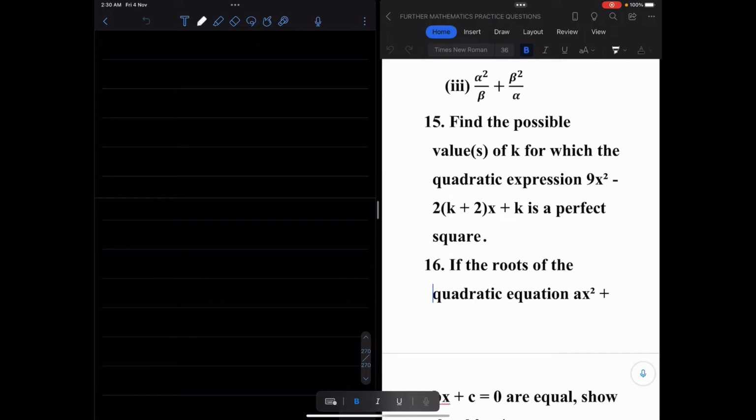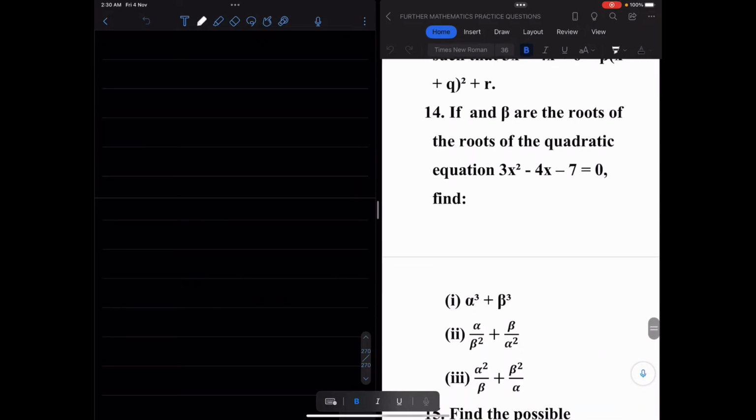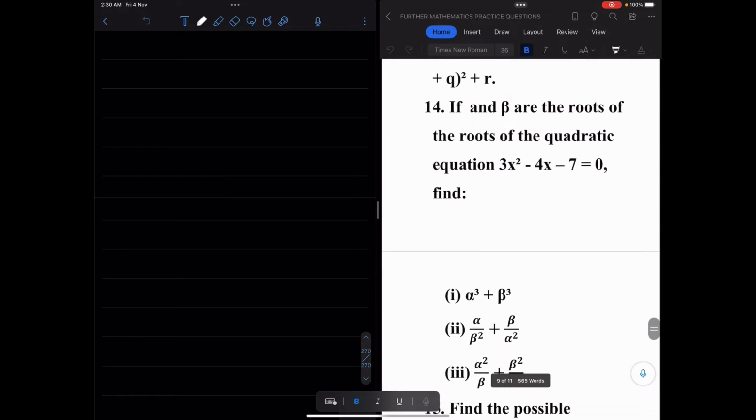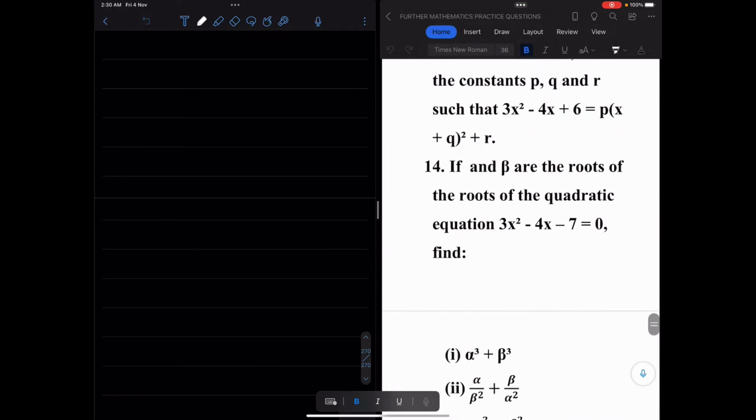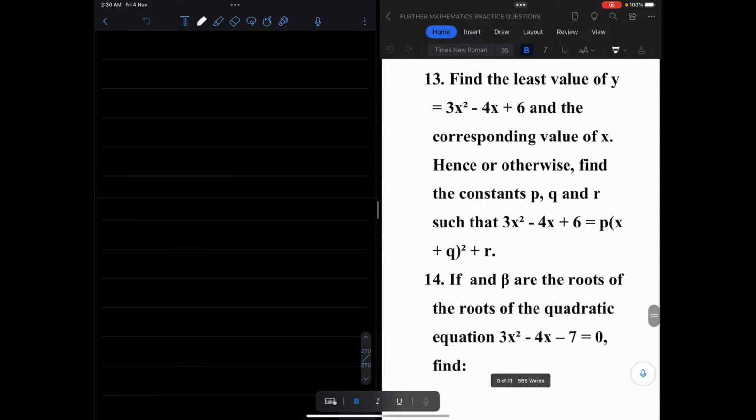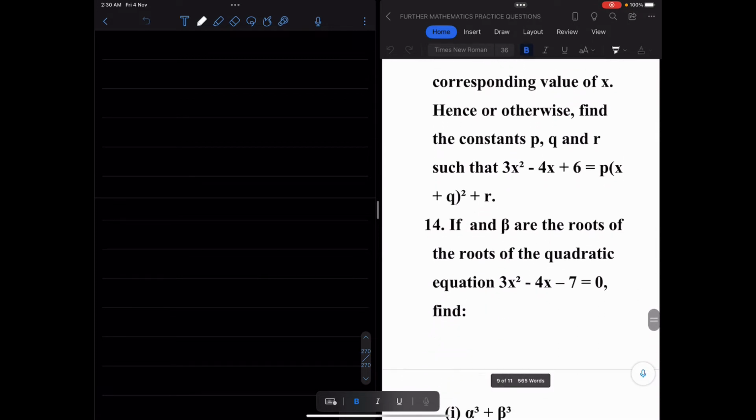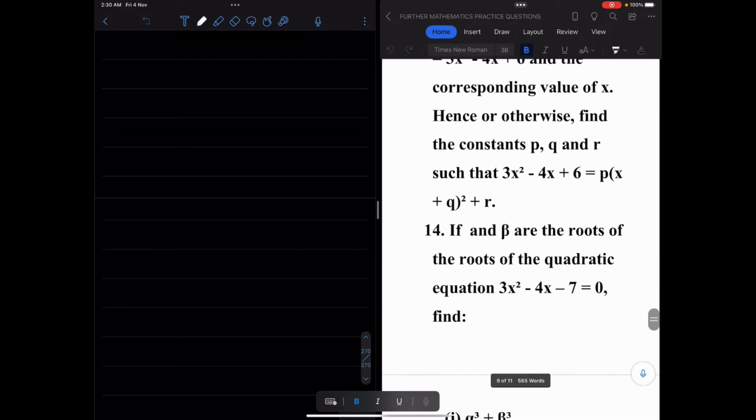Welcome back, everybody. Now let's continue with the questions on sum and product of roots of quadratic equations. The last one we did was number 13, so we go straight to the next, which is number 14.